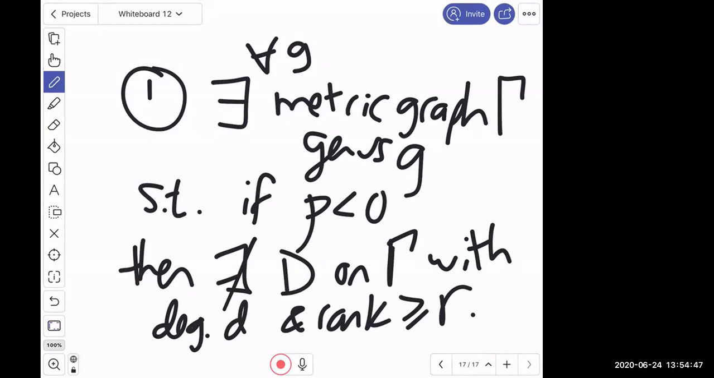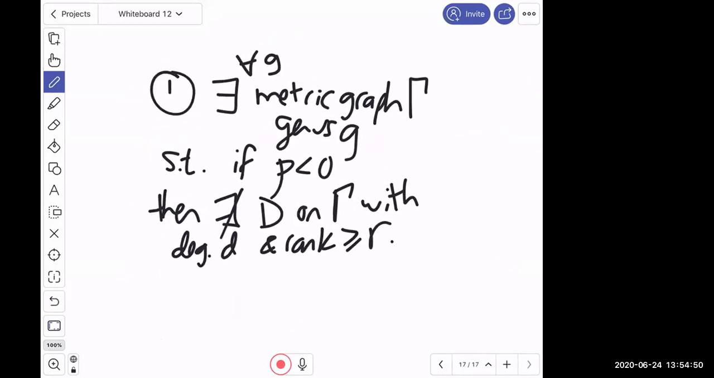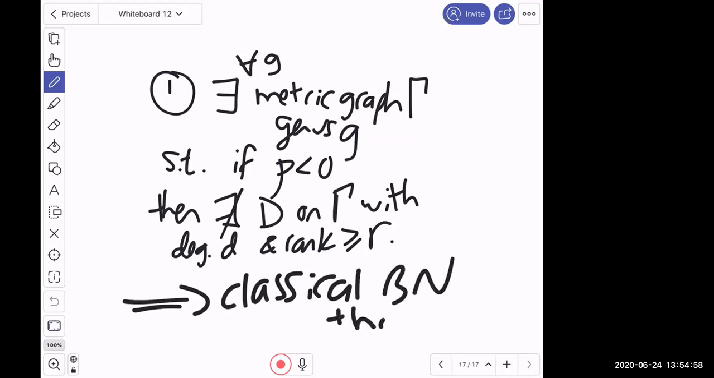So this was something I had conjectured. And I showed that this implies the classical Brill-Noether theorem, by a similar argument as I gave before using semi-continuity, or just part 1 of it. But I didn't know at the time how to actually construct metric graphs with this property. And it turns out that it can be done. And I guess I have 5 minutes left, so let me just say briefly how one does this.